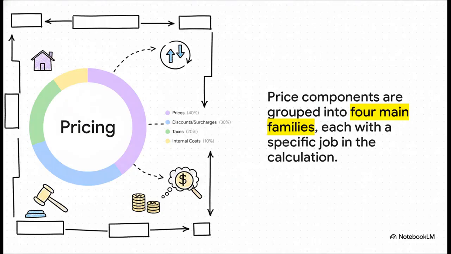So, these variables are grouped into four main families. First, you've got your starting point, the base prices. Simple enough. Then you've got discounts and surcharges, which adjust that price up or down. Of course, there are always taxes. But honestly, the most interesting one is usually totally hidden from you: internal costs. This is the secret number that a business uses to track what something costs them so they can see if they're actually making any money on the sale.